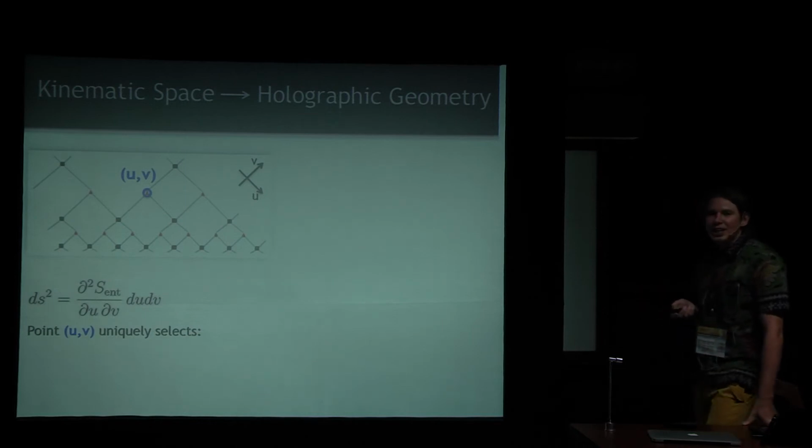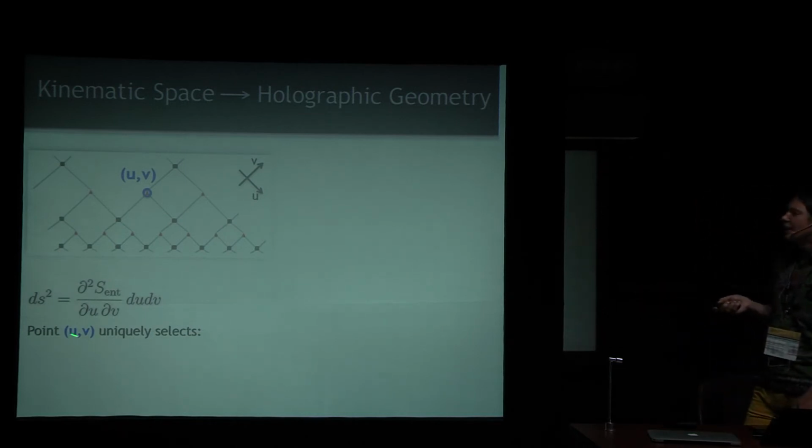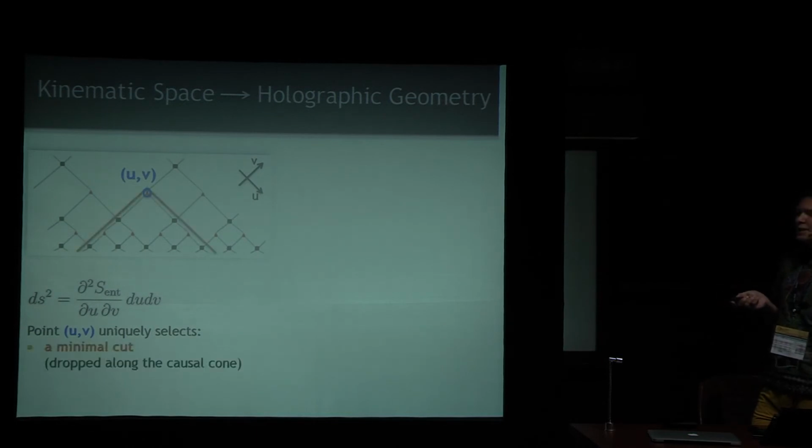We have the metric, and in connecting this metric to a holographic geometry, the question I should really be asking is: if I give you a point which has coordinates u and v, what does it really select? Well, it selects the following things. A unique minimal cut, which can be dropped from this point, and it selects an interval in the field theory, an interval of coordinates u comma v.